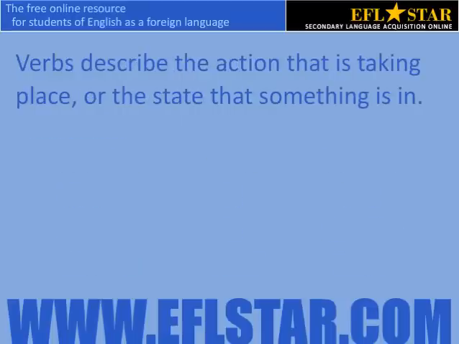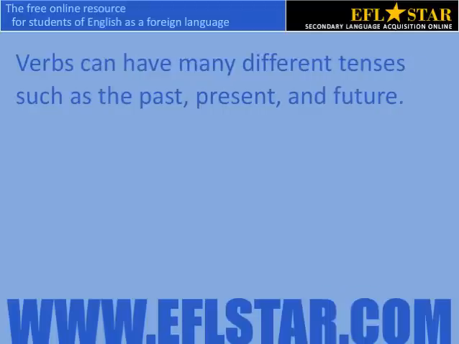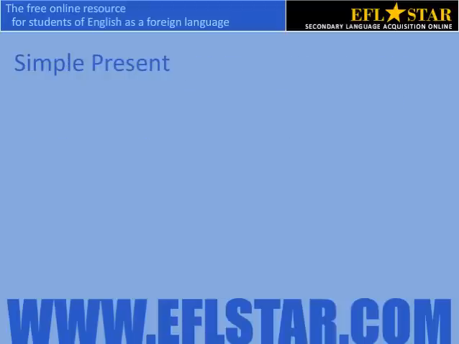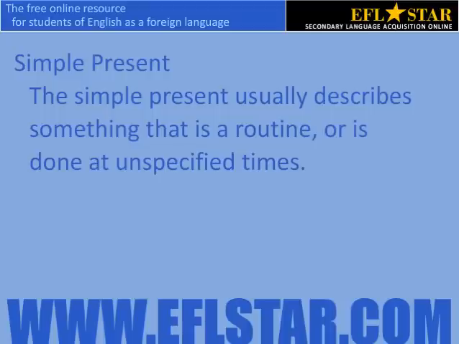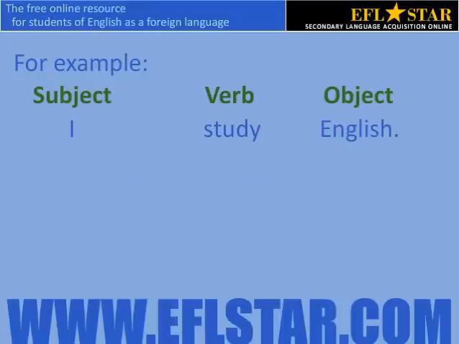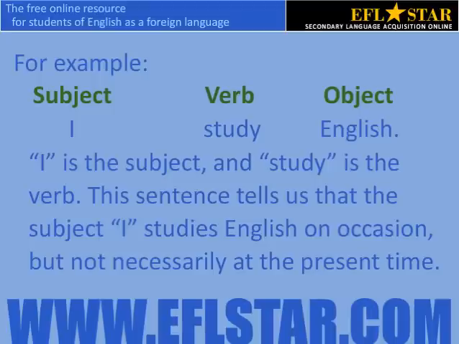Verbs describe the action that is taking place or the state that something is in. Verbs can have many different tenses, such as the past, present, and future. Here are a few examples. Simple present. The simple present usually describes something that is a routine or is done at unspecified times. For example, I study English. I is the subject and study is the verb. This sentence tells us that the subject, I, studies English on occasion, but not necessarily at the present time.